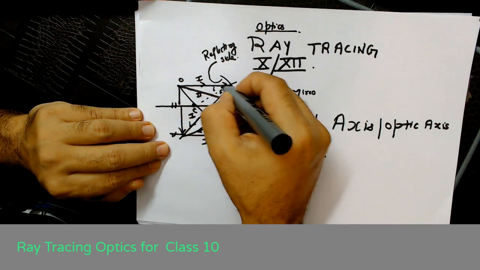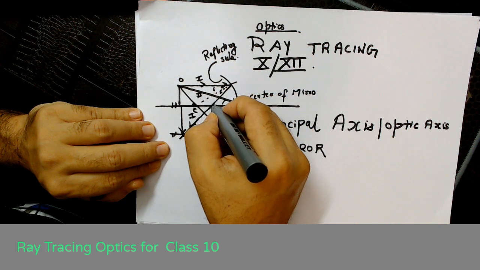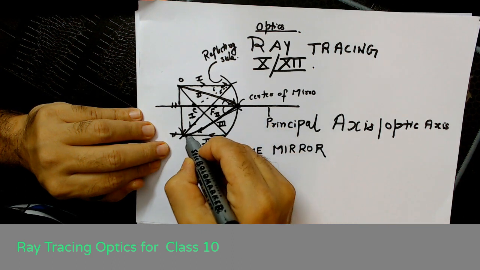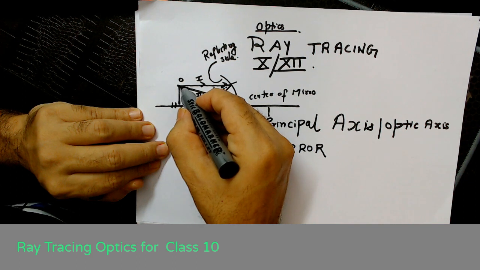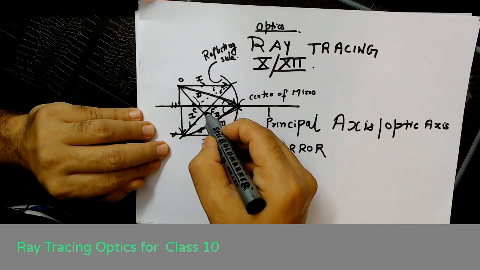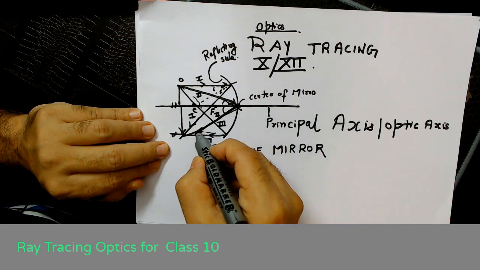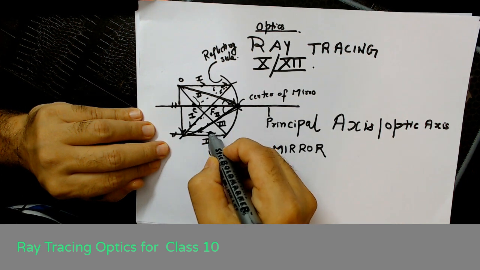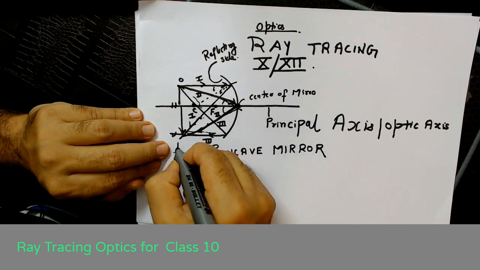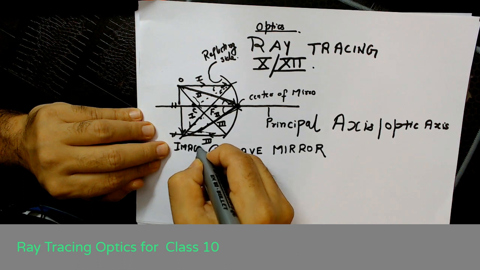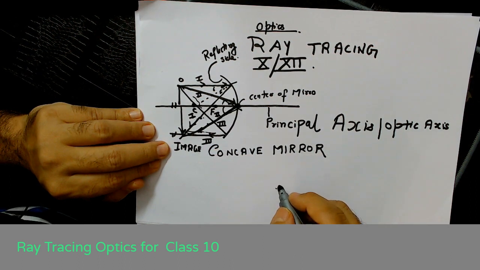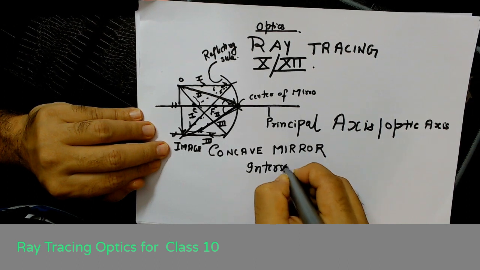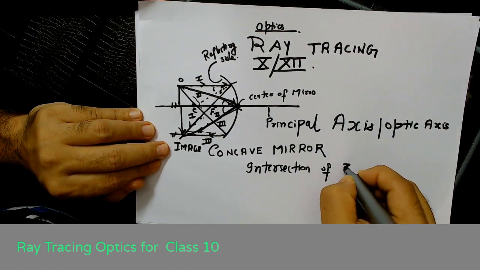So the first ray is parallel to the optical axis and it passes through the focus. The second ray strikes the center of the mirror and gets reflected at the same angle. And the third ray starts from the object, passes through the center of curvature, strikes the mirror and gets reflected parallel to the optical axis or the principal axis. The meeting point of ray number 1, ray number 2 and ray number 3 tells you the position of the image. So ray tracing is done with the help of the intersection of three rays.